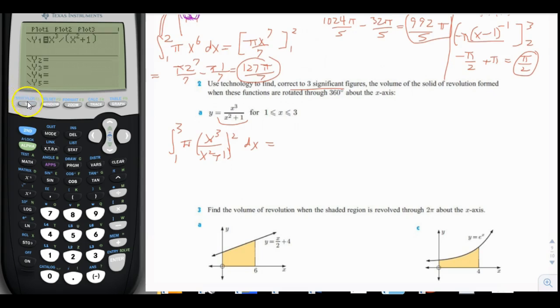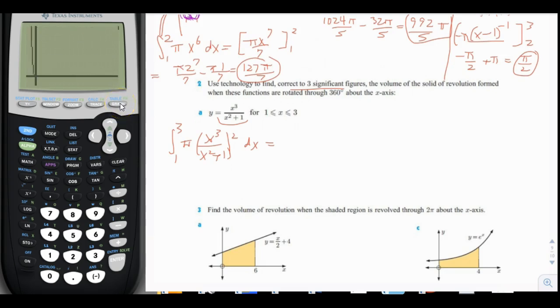So let's rewrite this function here, because we're going to integrate now. We're going to put in a pi, and the pi is the blue button. So we have pi now. Instead of just x cubed, we're going to have x cubed over x squared plus 1, and we're going to square the whole thing. Oh man. I retyped it after I accidentally erased everything. There you have it: pi, parentheses, x cubed divided by x squared plus 1, parentheses, parentheses, squared.